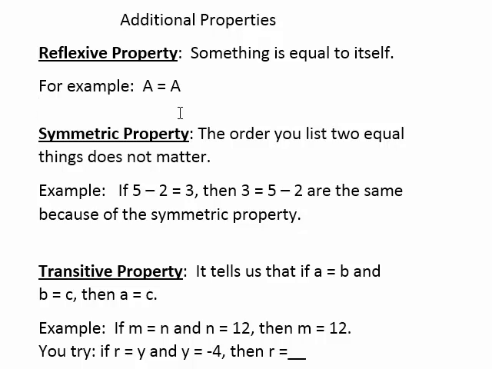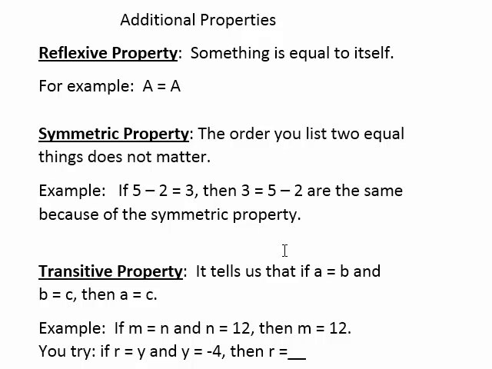Symmetric property tells us that the order we list two equal things doesn't really matter. So for example, if we said that 5 minus 2 equals 3, then we could also write that as 3 equals 5 minus 2. And both of them are completely fine. And to say that, we would be using the symmetric property.